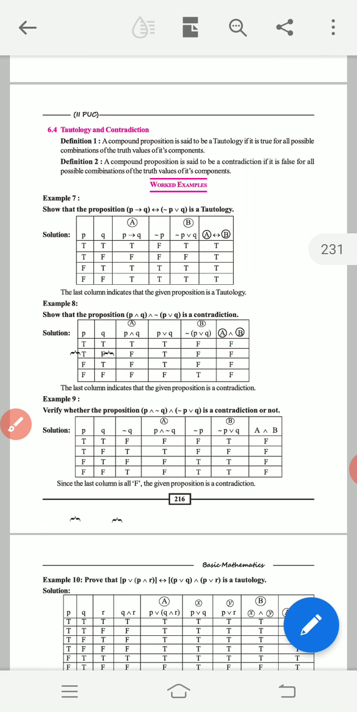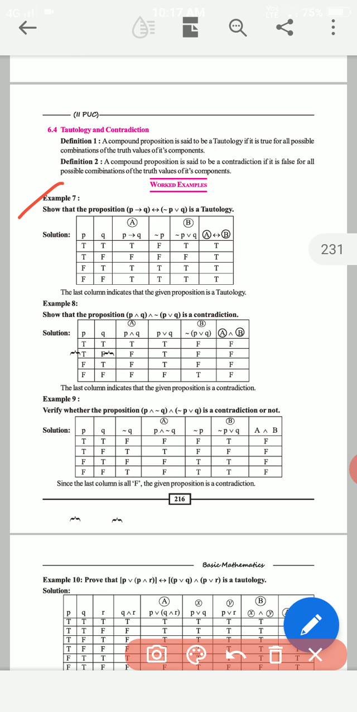Okay, let us consider the examples. Example 7: show that the proposition P implies Q double implies negation P or Q is a tautology. For that, consider a truth table for all combinations of truth values. See here P and Q, only two simple propositions. P truth values are true, true, false, false; Q truth values are true, false, true, false.